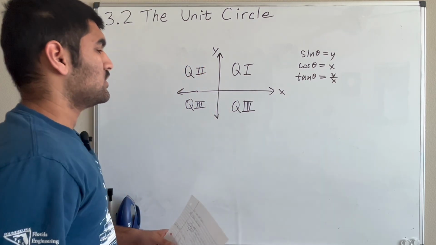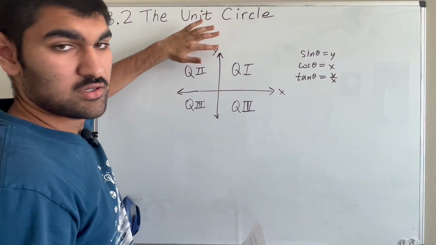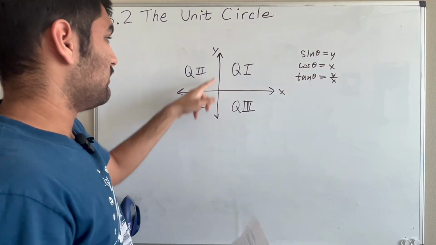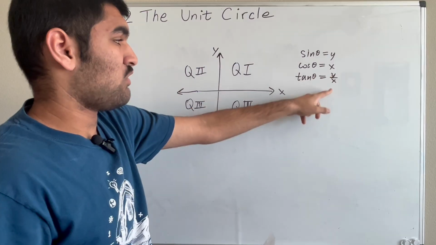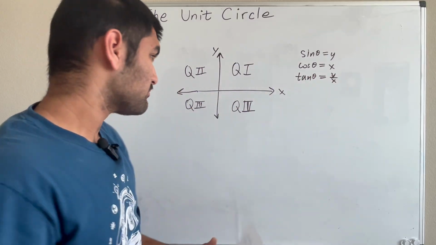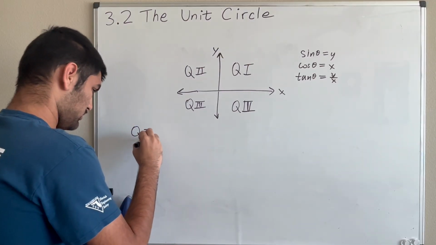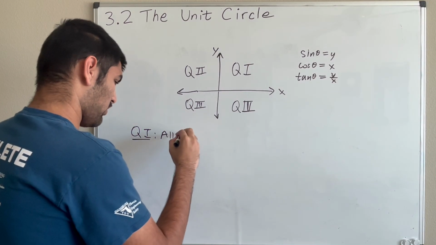Okay? So in quadrant 1, x is positive and y is positive, right? So if x is positive, that means that cosine theta is positive. If y is positive, that means sine theta is positive. And then tangent theta is y over x, so that's also positive. So that's why in quadrant 1, right, everything is positive. So I'll say all is positive.